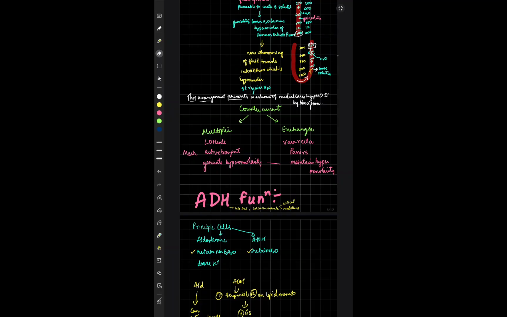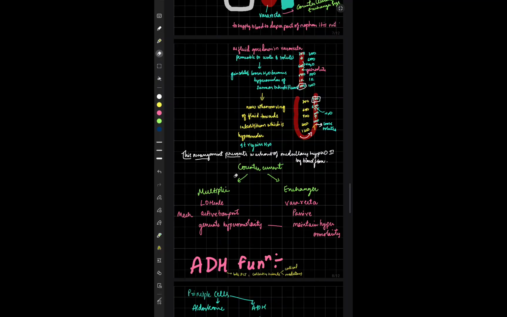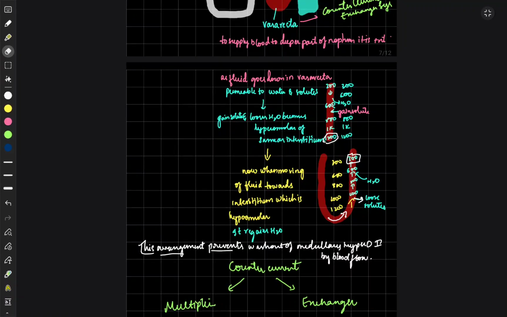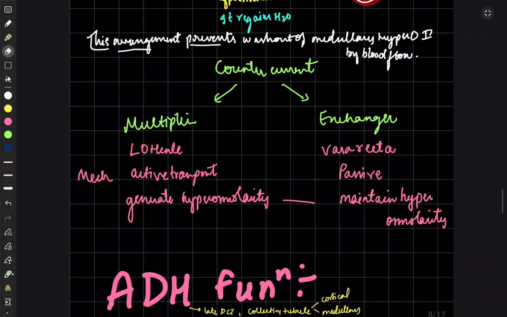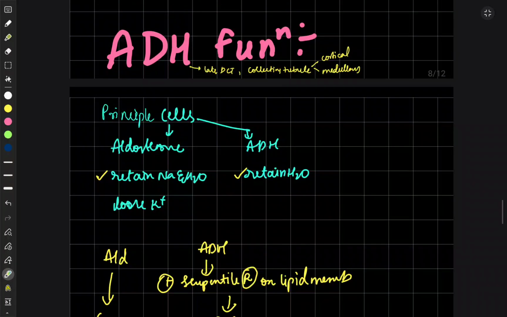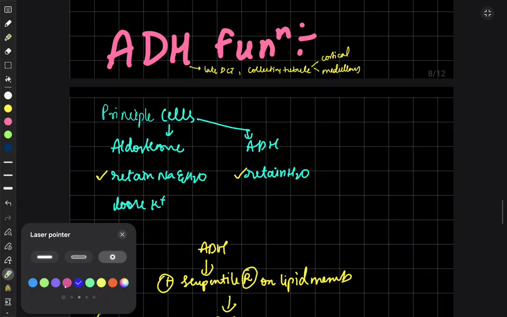Now when we look at the countercurrent differences, it's the multiplier and the exchanger. The multiplier is the loop of Henle, the exchanger is the vasa recta. Here diffusion occurs passively, whereas there active transport is done by the sodium chloride transporter, and it generates and maintains the hyperosmolar medullary interstitium.